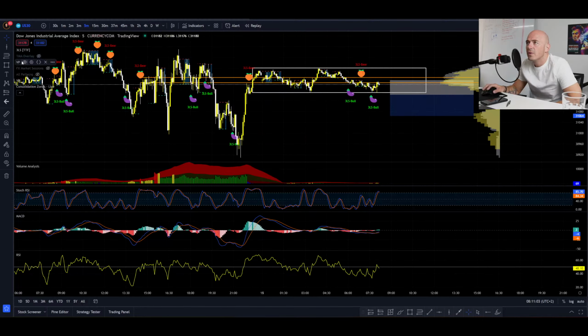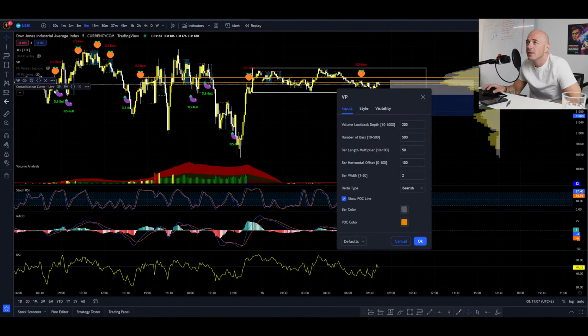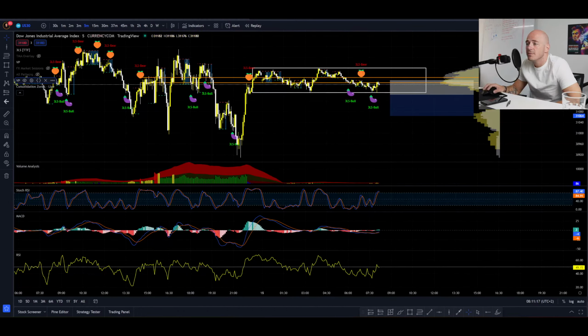My volume profiles are 2 colors because I have one volume profile and then another volume profile. I have one set to bearish and one set to bullish. And I've changed my colors so that they are similar to my candle colors. Everything else is the same.